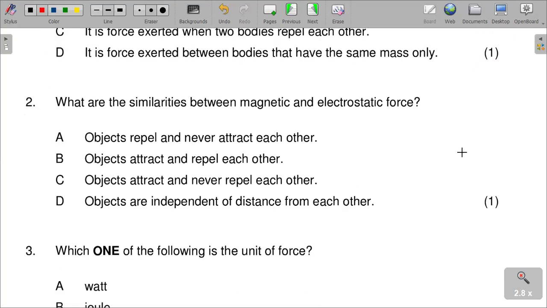And the next question is saying, what are the similarities between magnetic and electrostatic force? The similarities between the two are that the objects attract and repel each other, in terms of magnetic force and then electrostatic force. I'm sure you remember when we looked at magnetism. So in electrostatic force, we are saying they are objects that attract and repel each other, which is also letter B.